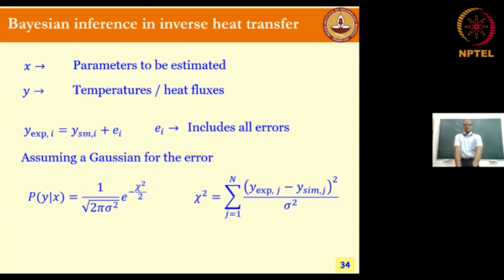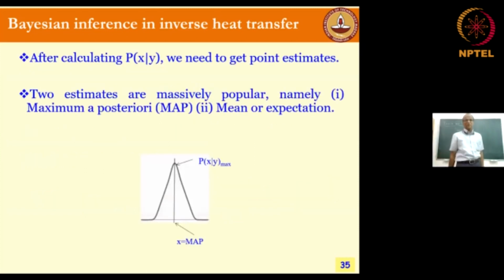Assuming a Gaussian for the error, P of Y given X is like this: 1 by root 2 pi sigma square, e to the power minus kappa square by 2. Kappa square is basically the difference between the measurements and the simulation, whole square, by sigma square, summed over all the measurements. After calculating P of X given Y, we need to get point estimates.